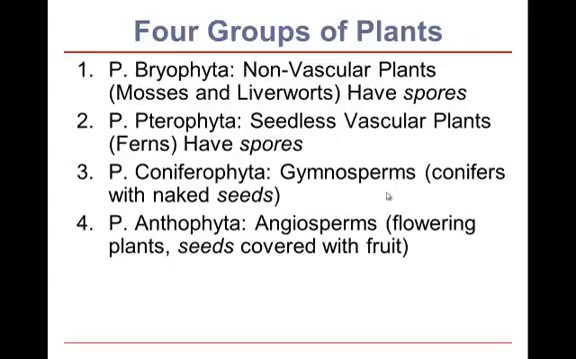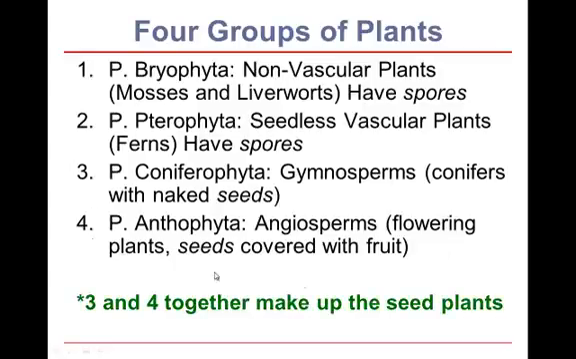The fourth phylum is phylum Anthophyta. Anthophyta means flowering plants, and they belong to a group called the angiosperms that only has one phylum, phylum Anthophyta. So the two terms, Anthophyta and angiosperms, are used somewhat synonymously. But these are plants that have flowers, and the flowers give rise to fruits that cover seeds. So they have seeds that are covered with fruits. Together, number 3 and 4, these make up the seed plants, as you'll notice that both of them reproduce with seeds.